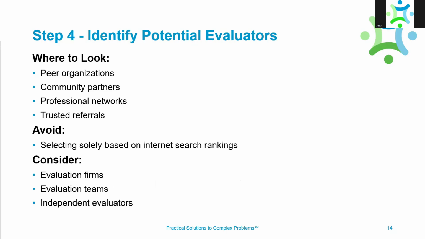Step 4 is to identify potential evaluators. Most of the time nowadays, everyone is very quick to Google search something. However, we really want to steer you away from that when it comes to an evaluator, only because one of our best tips is to look at other peer organizations first and ask them who their evaluator is. Who have they had in the past? Do they have any bad experiences, good experiences? Because a peer organization that does similar or the same work as you might have a great recommendation.